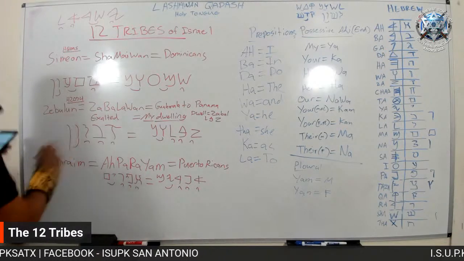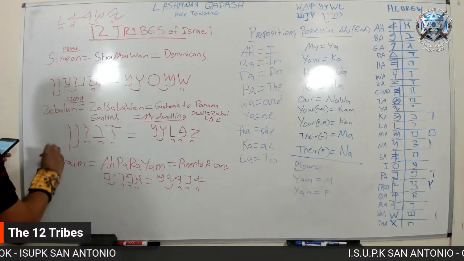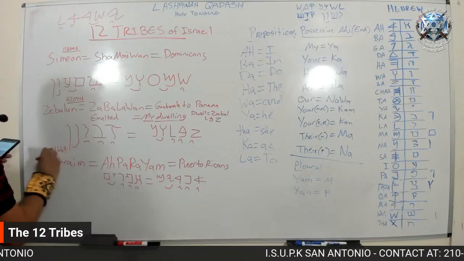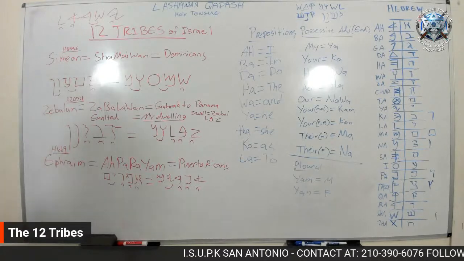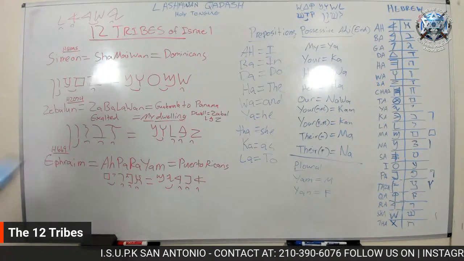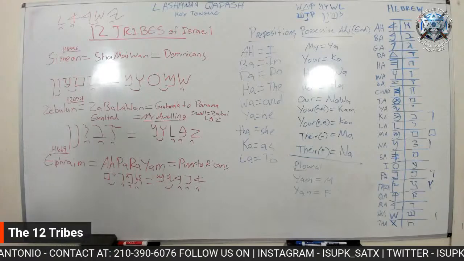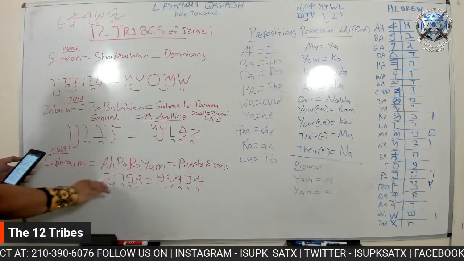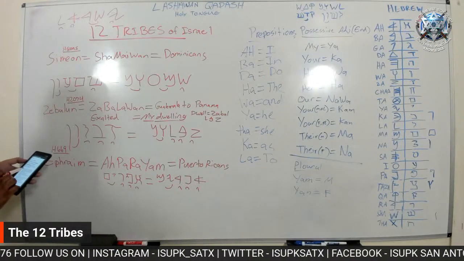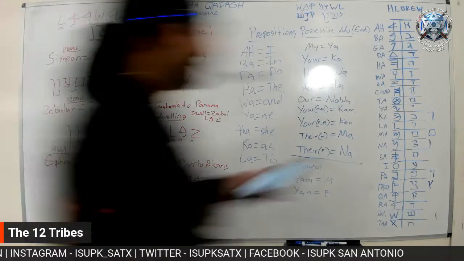Ephraim is H669. That's the Strong's Concordance identification number for Ephraim. So when we click on that, we see that the exact same characters are here. Aparayam, which means fruitful. Okay.